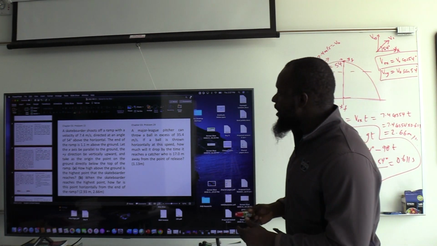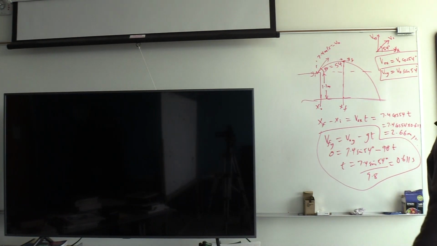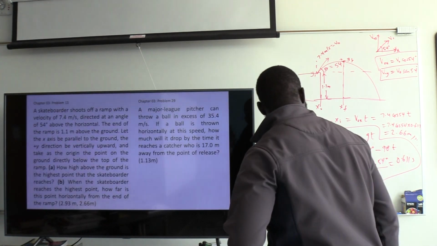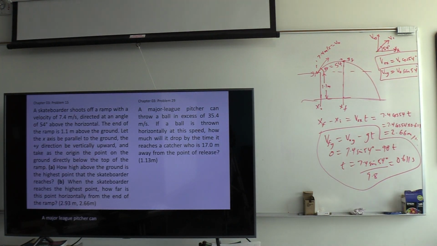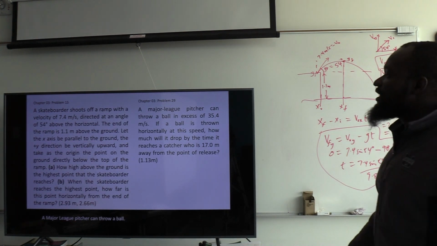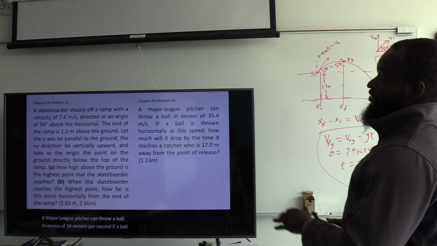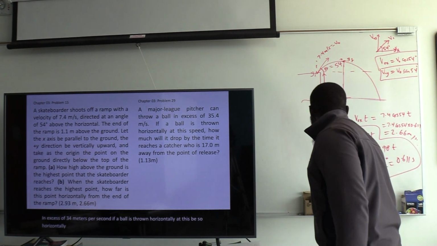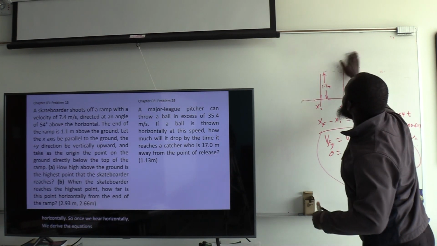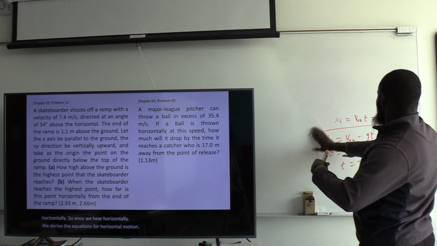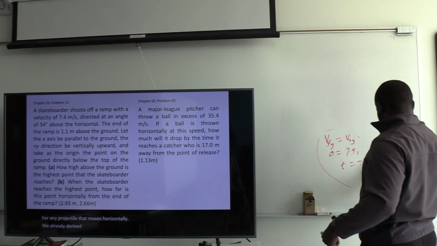Okay, let's go to chapter 3, problem 29. Let me make that bigger. A major league pitcher can throw a ball in excess of 34 meters per second. If a ball is thrown horizontally at this speed, so horizontally, once we hear horizontally, we derive the equations for horizontal motion. Any projectile that moves horizontally, we already derived the equations we need.